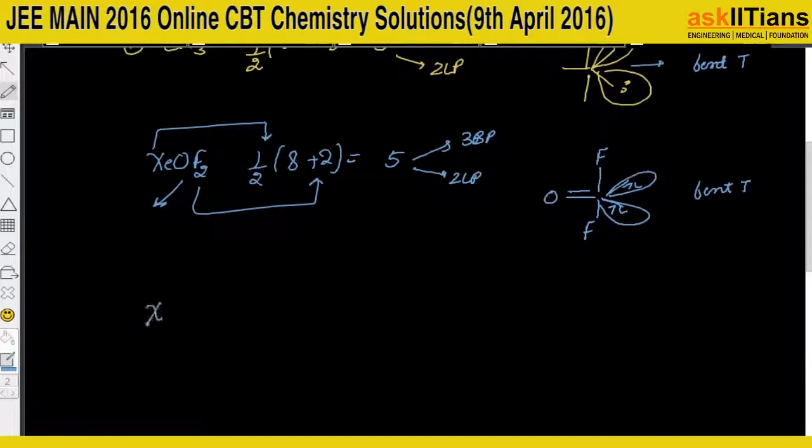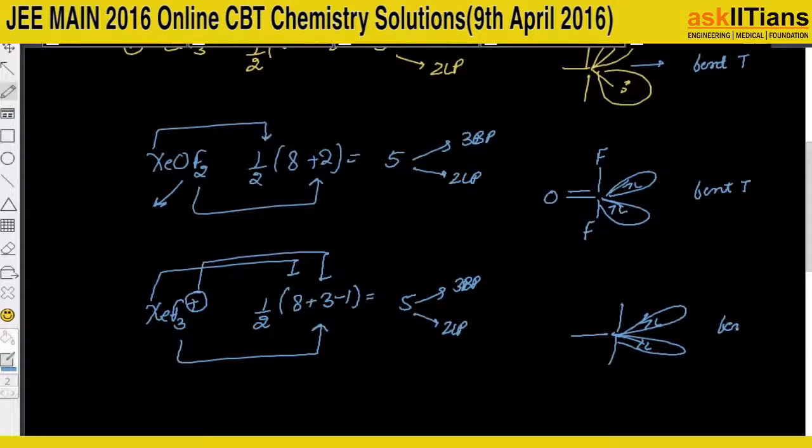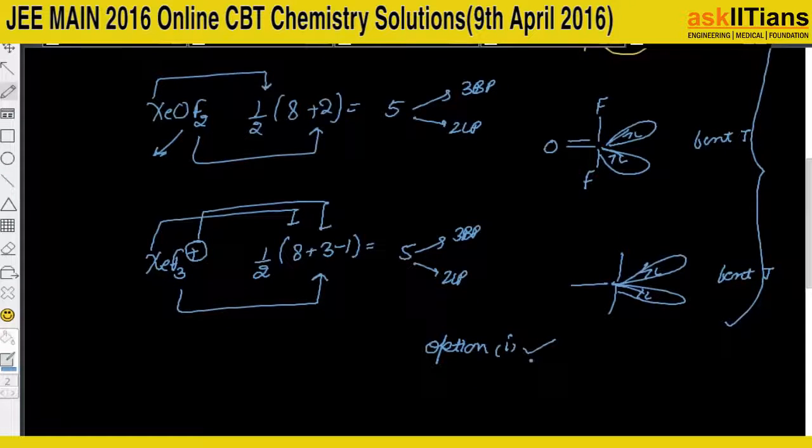Coming over to the third option, this is XeF3 positive. Half number of valence electrons of central atom 8 plus number of atoms attached by single bond 3. Since it is a positive charge, you need to subtract it. Again 5, out of which 3 will be bond pairs and 2 will be lone pairs. So again let me first of all draw trigonal bipyramidal, keeping the 2 lone pairs here, so the shape comes out to be bent T. So dear students, all these 3 have got bent T shape, which is nothing but similar shape. So we can say that option number 1 will be the correct option in this particular case.